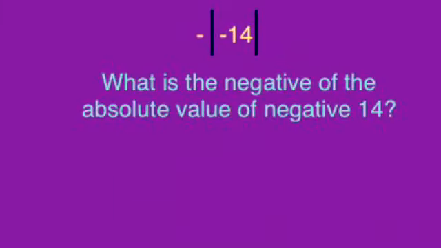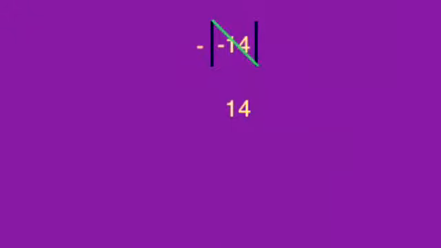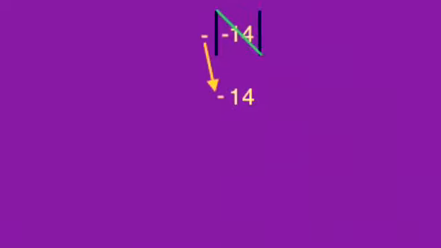Again, we have another situation where we have a negative sign on the outside of the absolute value symbol. This situation can be read as, what is the negative of the absolute value of -14? Again, we must do absolute value first. The absolute value of -14 is +14. Then we take the negative of that solution, or bring the negative sign down with the solution. So the negative of the absolute value of -14 is equal to -14.